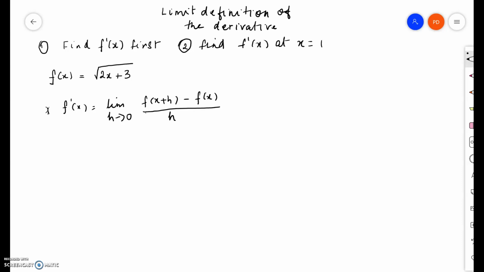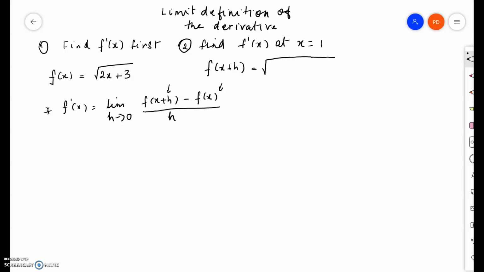First write this down. Now you know what you need. You need to plug in f of x plus h. So we already have f of x. So f of x is given to us. Let's try to figure out what f of x plus h is. So what is f of x plus h?